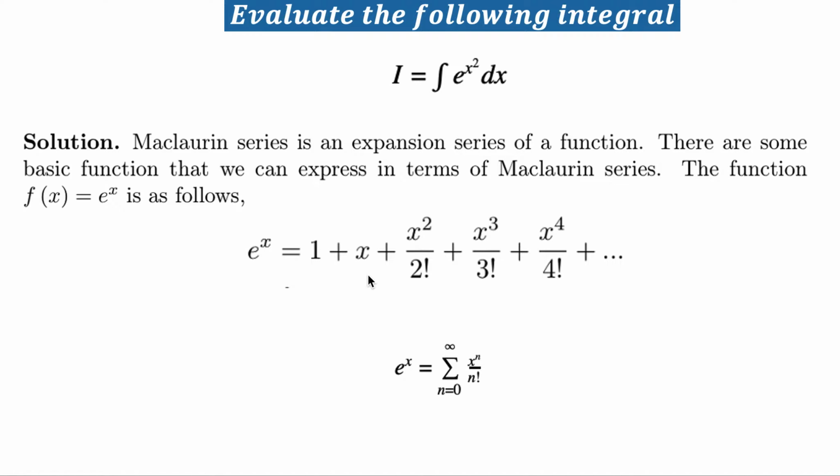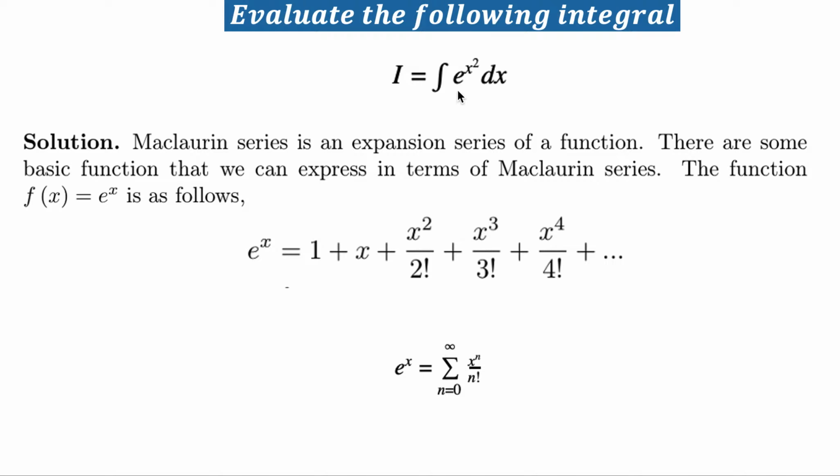And it gets 1 plus x squared over 2 factorial plus x cubed over 3 factorial, etc. The general term of this function can be x to the n over n factorial. And if we write this expanded form as a sum, we have e^x equal to the sum n from 0 to infinity of x^n over n factorial. Now if we compare with e^(x squared), wherever there is x, we substitute x squared. For example, here, instead of x, we substituted x squared.